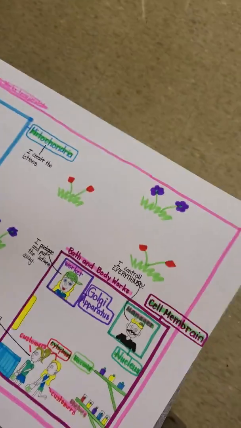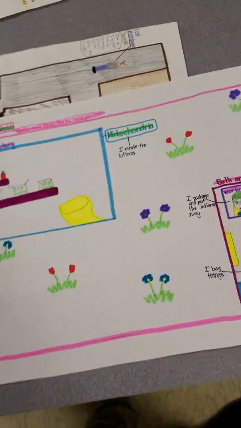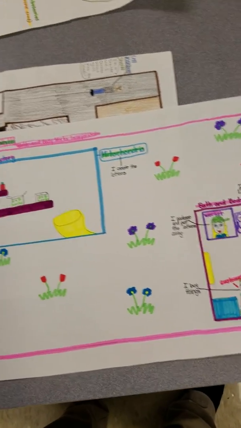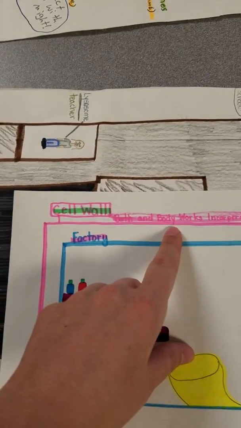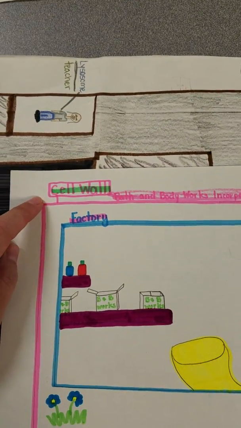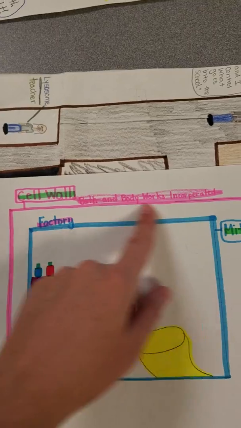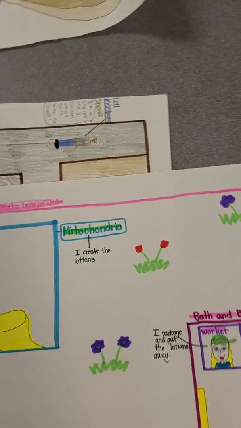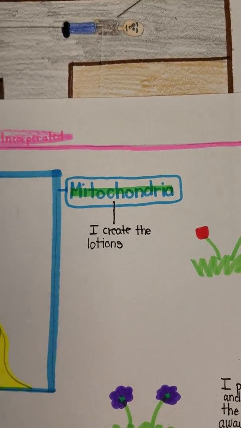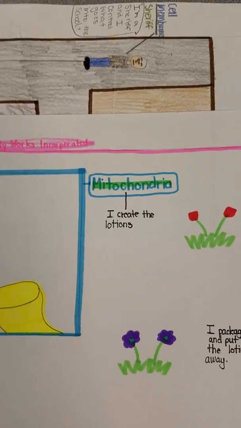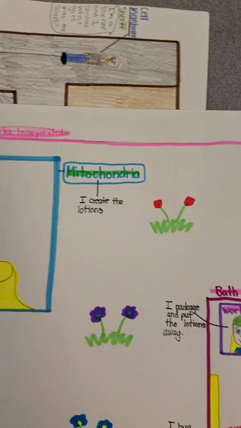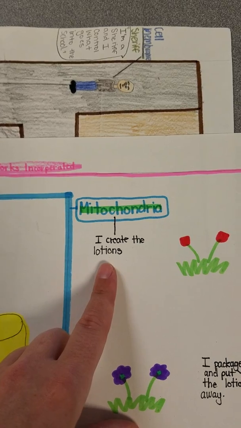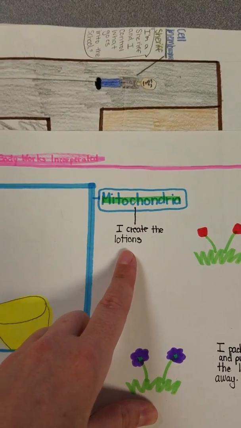And then the last one that we have here is a factory. So it's kind of like a store, I guess. They did Bath and Body Works, here it is. They said that the cell wall is the actual outside of the Bath and Body Works Incorporated, and that the mitochondria creates lotions. Now I'm not exactly sure how that relates to energy. So this person lost a couple of points here because I don't know how mitochondria and lotion are the same thing.